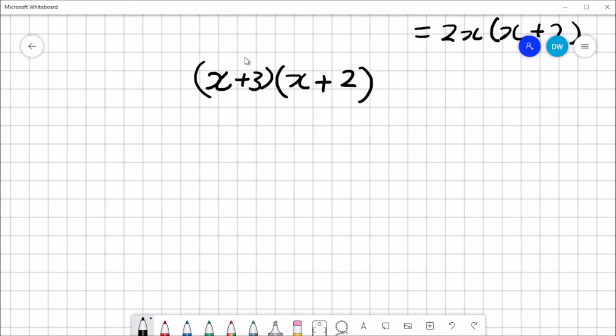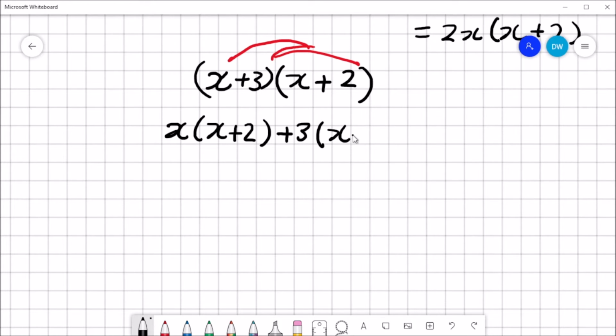What we're going to do is distribute the second term to the first two. We distribute x plus 2 to x, so we have x times x plus 2 plus 3 times x plus 2. Essentially we're treating whatever is in the parentheses as a single entity, and distributing it to both terms in the front.